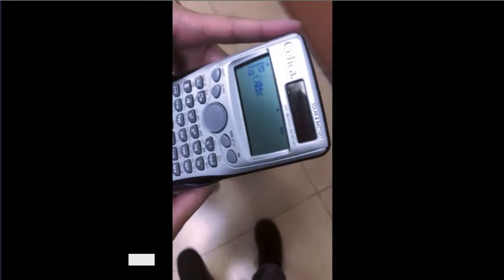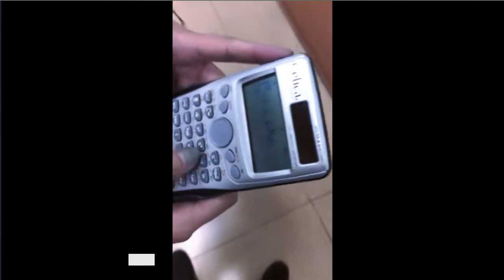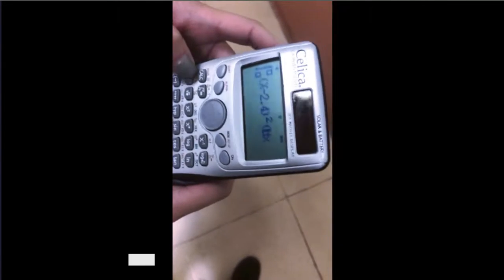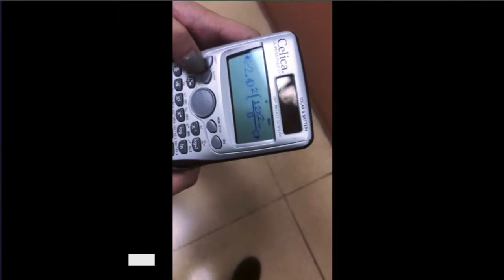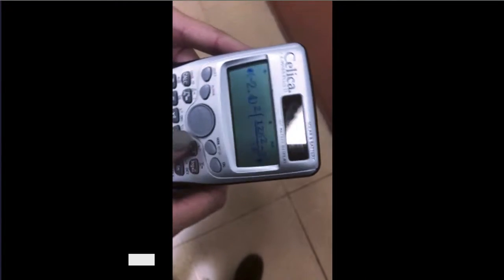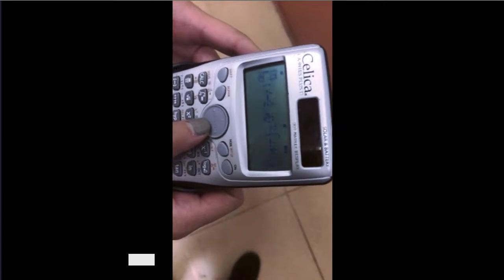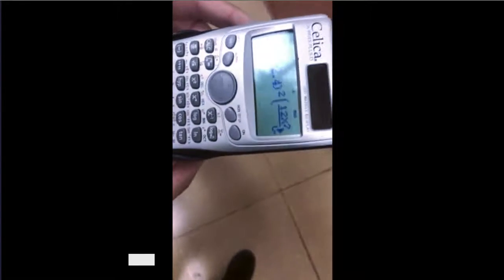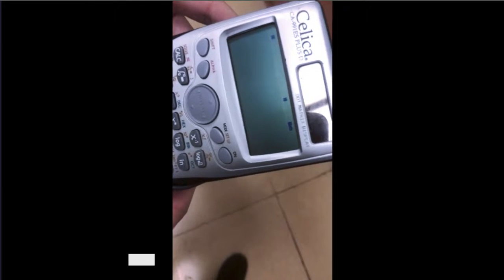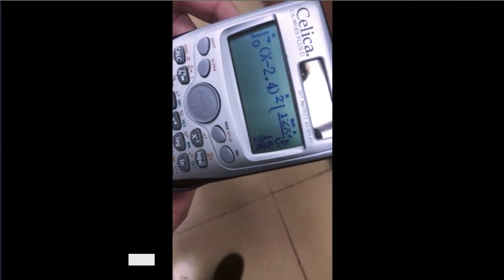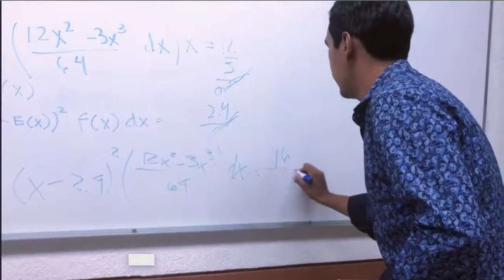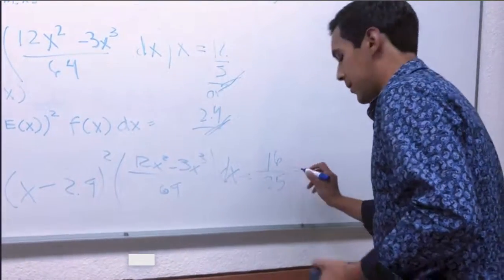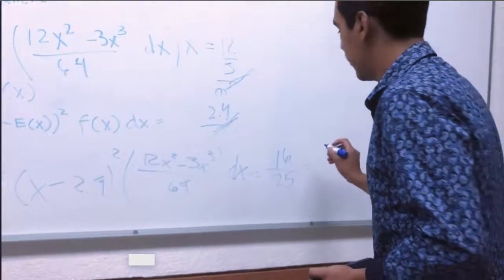Then we start plugging in each element of the equation times the original function, which is 12x squared minus 3x cubed over 64. And we put 4 and 0. We get 16 over 25, or in decimals, 0.64.